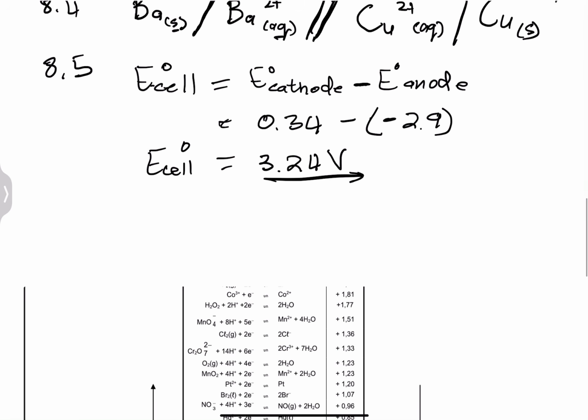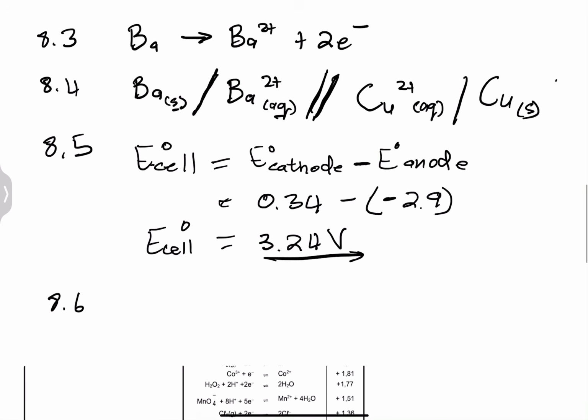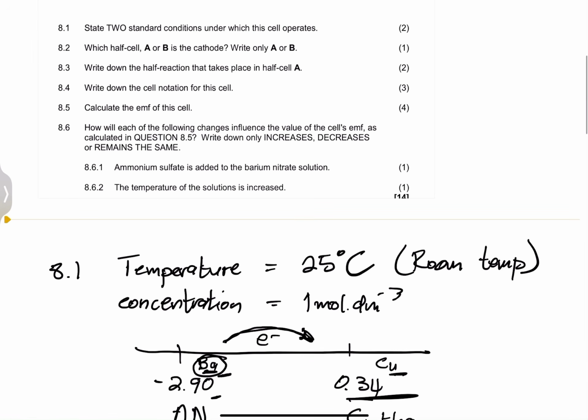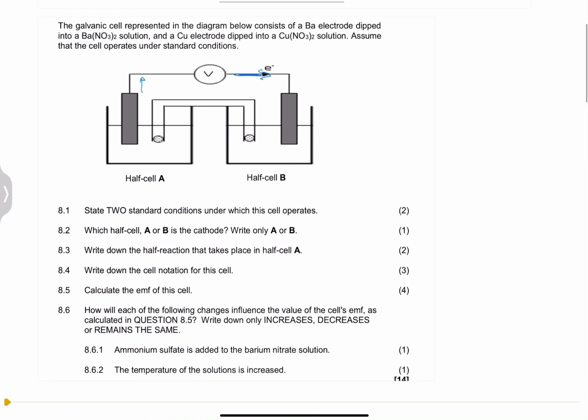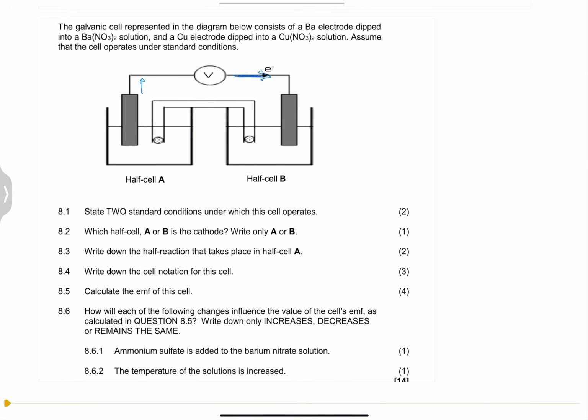All right, so next question, 8.6, right? They say to us, how will each of the following changes influence the value of the cell's EMF, as calculated in question 8.5, only increase, decrease, or remain the same. Now let's have a look at it. First of all, they say ammonium sulfate is added to the barium nitrate solution.